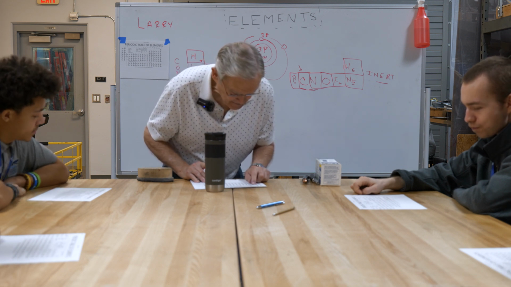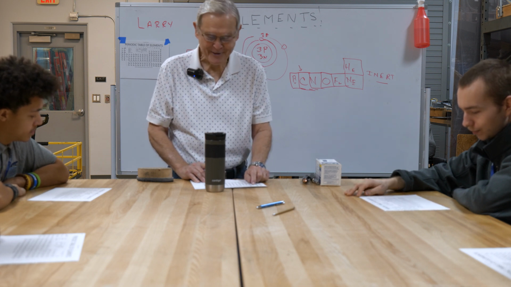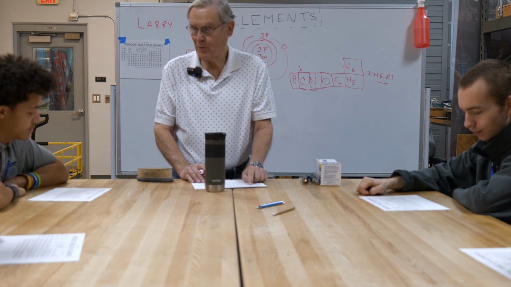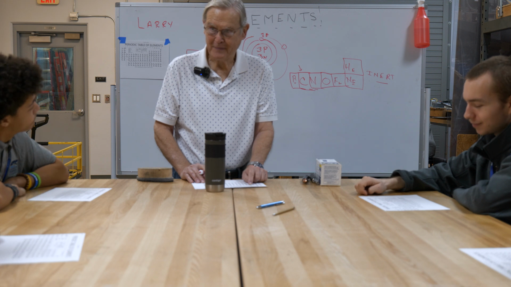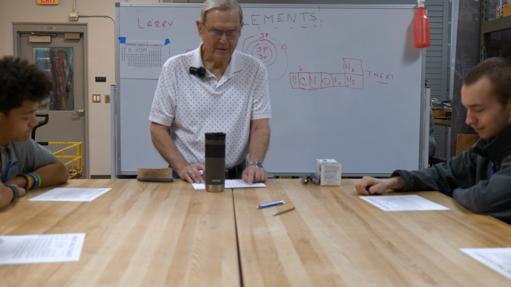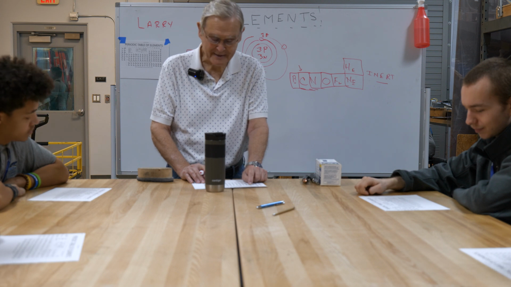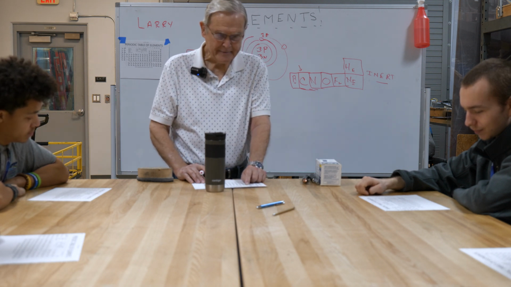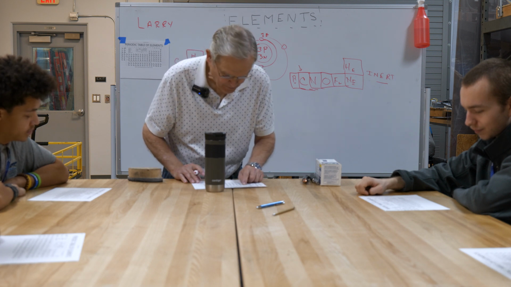Potassium, calcium, scandium. I don't even know what that's used for, I'll be truthful. Titanium. What do we know about titanium? It's a lightweight metal, and it's used by the people at NASA that build the rocket ships. They have a lot of titanium in there. Next one over is vanadium. It's another element that we don't have much use for.